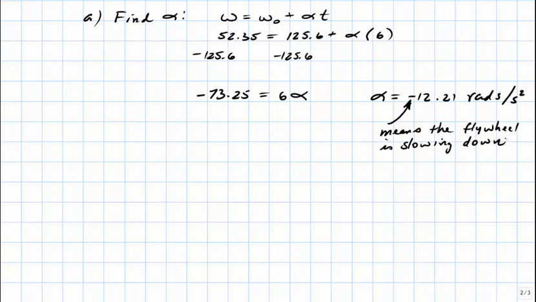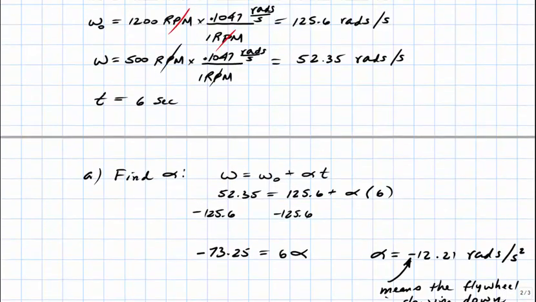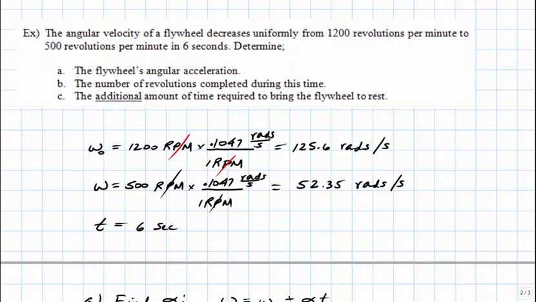And let's verify that observation. Again, in this problem, the flywheel's velocity decreases from 1200 to 500, so that confirms the negative acceleration that we found. In part B, we would like to determine the number of revolutions completed during this time.